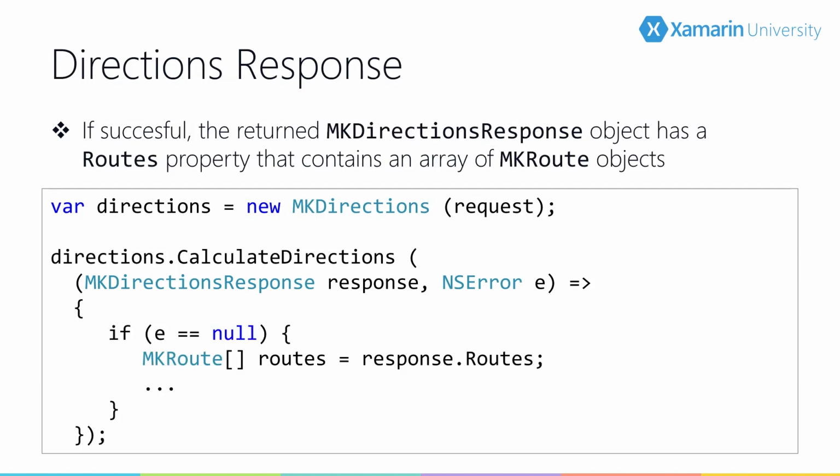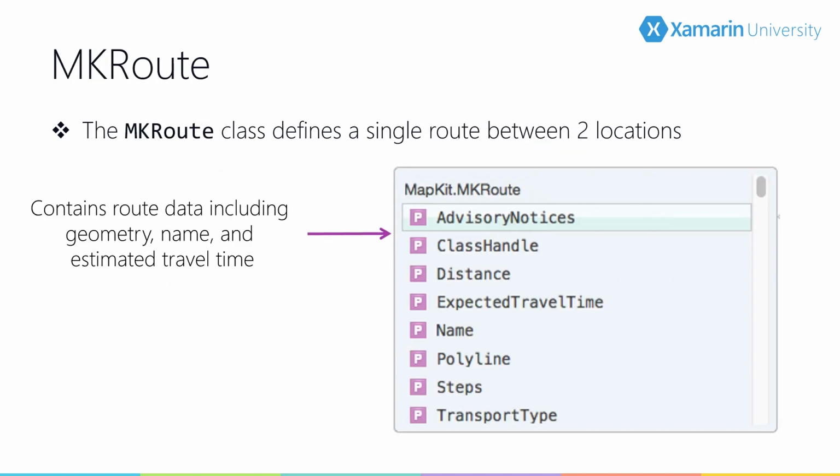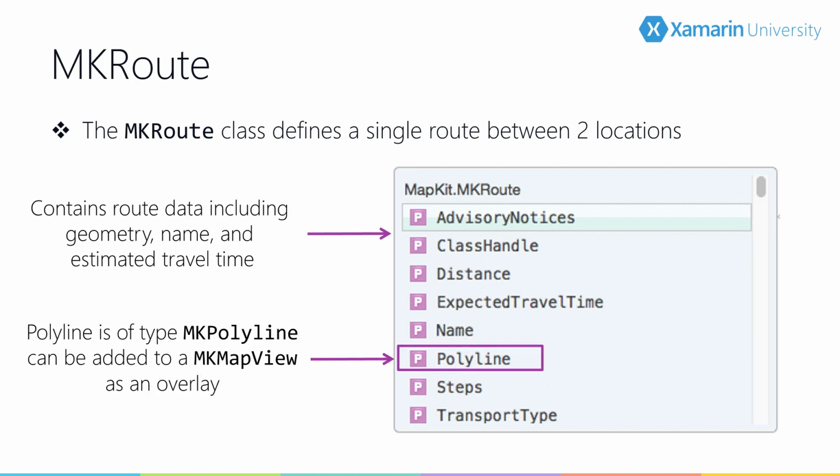The directions are passed to the delegate as an MKDirectionsResponse object. The direction routes are exposed on the response's Routes property as a collection of MKRoute objects. An MKRoute object defines a single route between two locations. It contains a number of useful properties that provide information like estimated travel time and any travel advisory notices along the route. It also contains a Polyline property, which can be added directly to the map as an overlay.